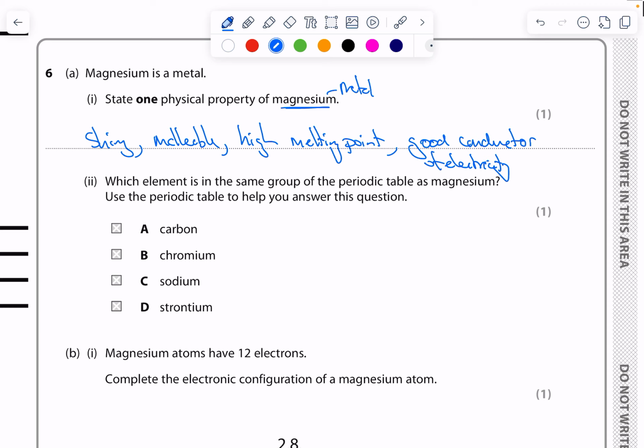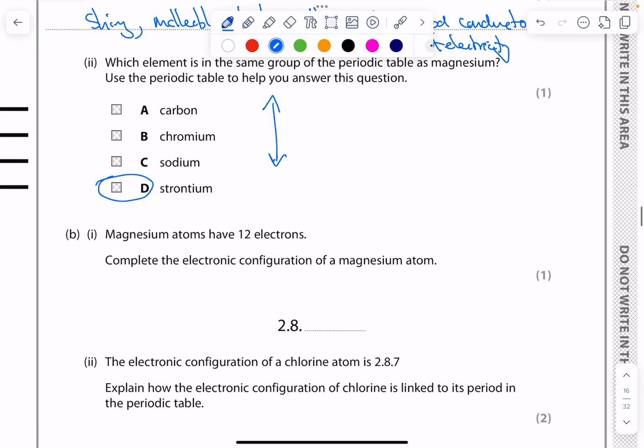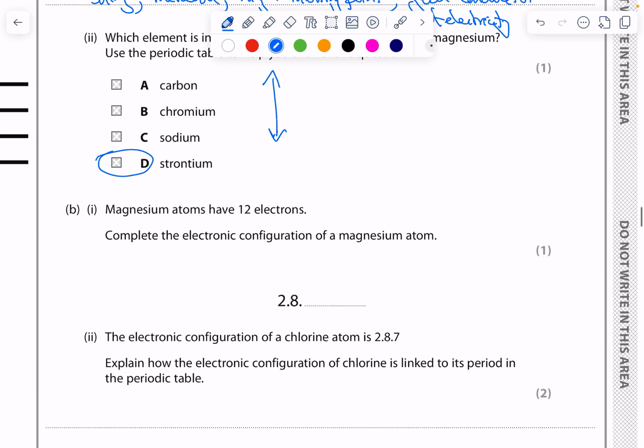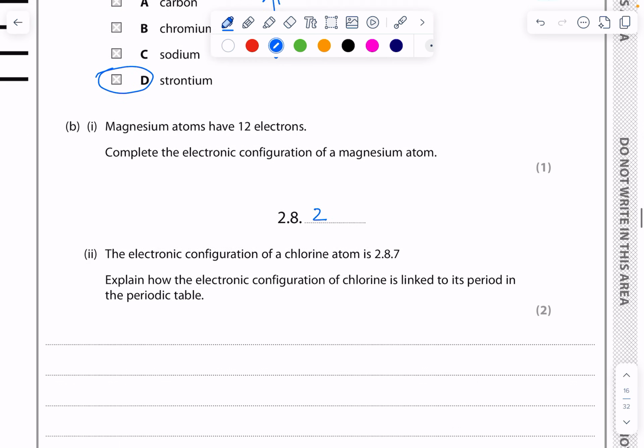Which element is the same group of the periodic table? So remember, groups in the periodic table go up and down. So if you have a look in your periodic table, you will see that strontium is in the same group as magnesium is. Magnesium's got 12 electrons. Complete the electron arrangement. So they started us off with 2, 8. 2 and 8 gives us 10. So we're 2 short, so it's going to be 2, 8, 2.